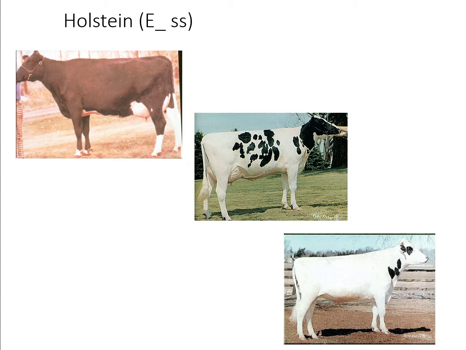So another breed that has little s at their spotting locus is Holstein. This picture shows the amount of variation within that type of spotting. So this cow up here is almost completely black, and the one on the bottom is almost completely white.